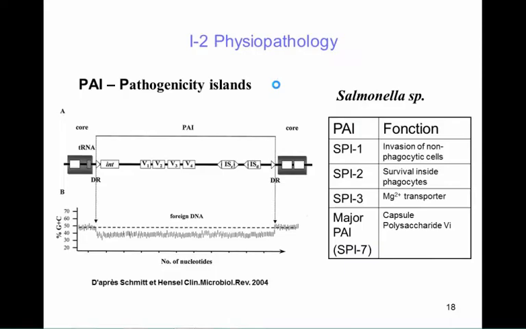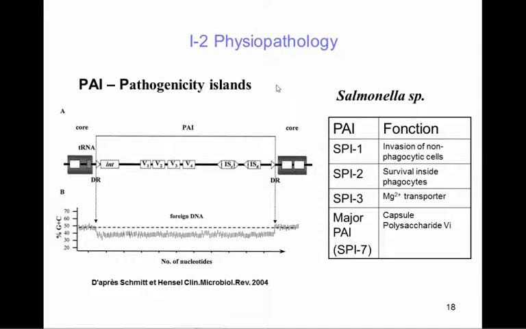So that's what we're looking for. So where are they coded on the bacterial chromosome, these operons that confer pathogenicity? Well, sometimes they're found on plasmids, but most of the time they are in the chromosome, and they are found in pathogenicity islands.